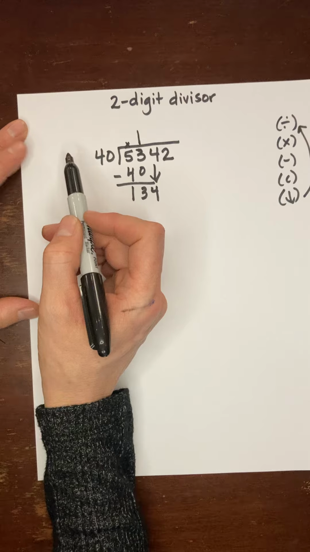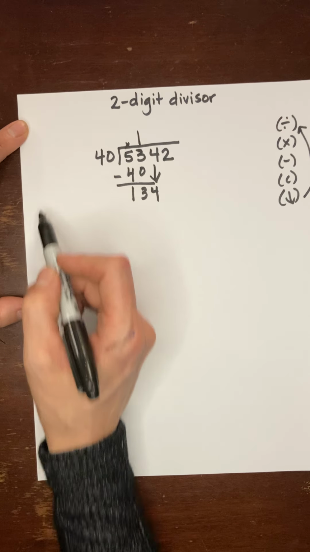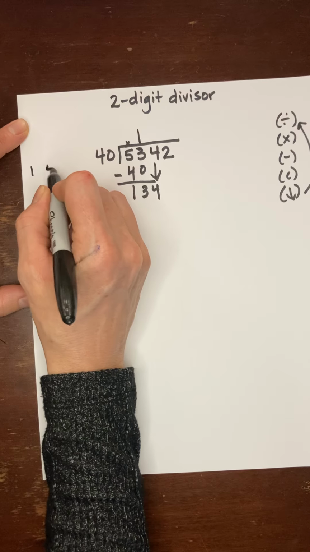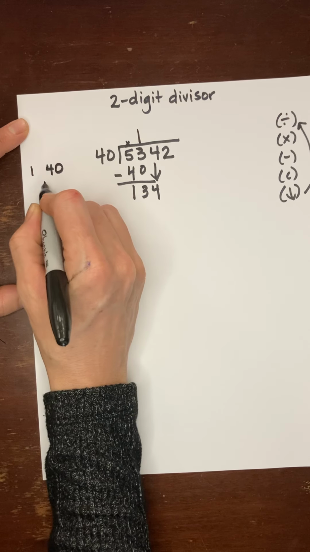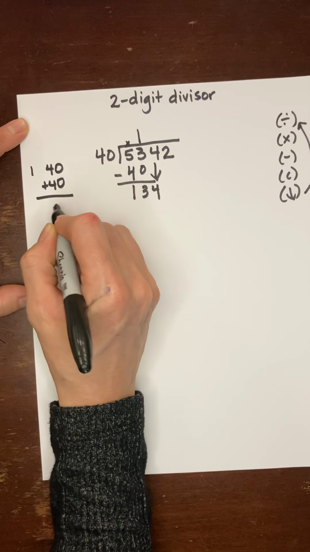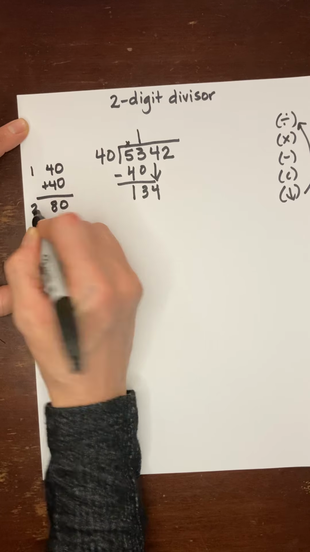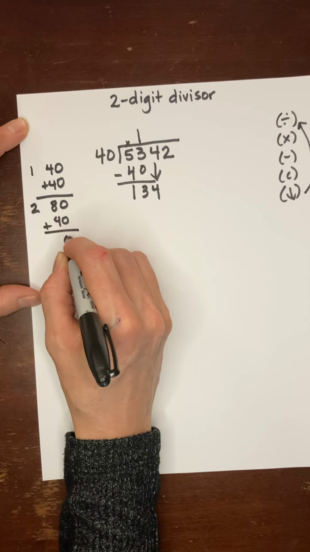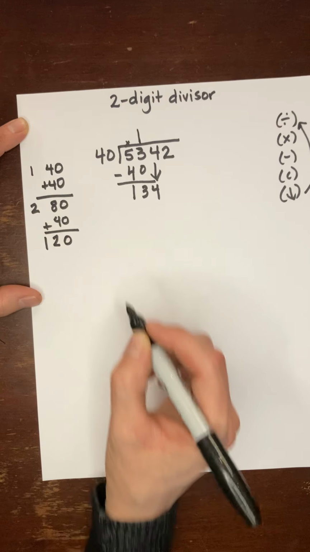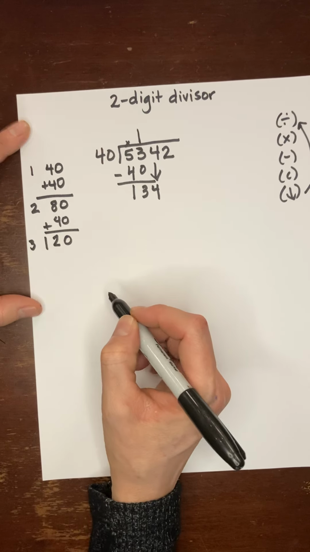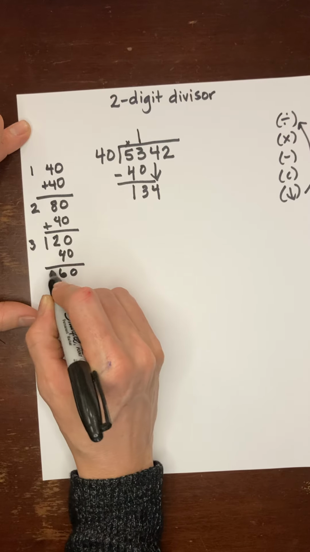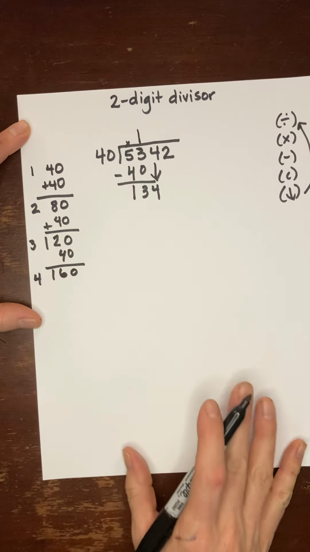So I have a phrase: when in doubt, write it out. So we're going to go ahead and write it out here on the side. So our first 40, or 40 times 1, is 40. Okay, I'm going to add 40 to that and get 80. Okay, that's 2 40s. I'm going to add 40 again. That is 3 40s, 120. Let's add 40 again. 160, that's 4 40s.